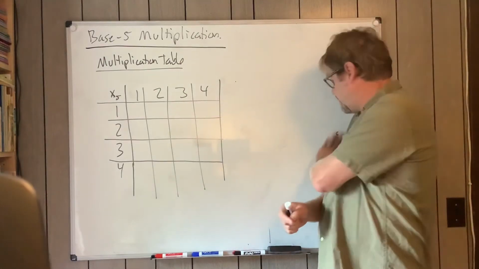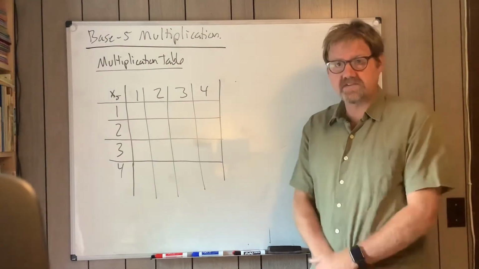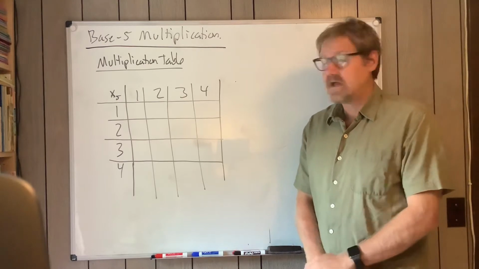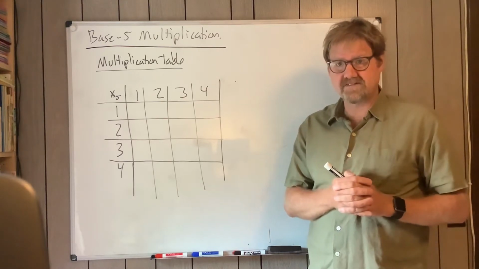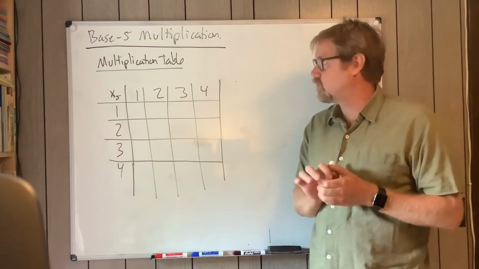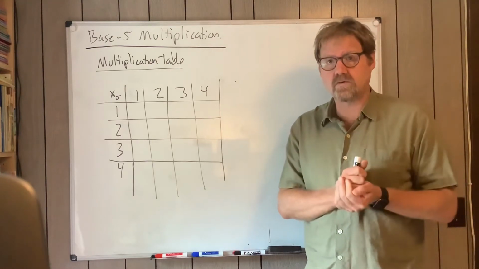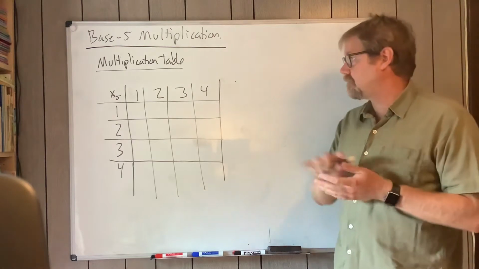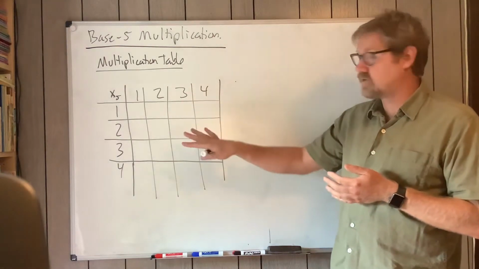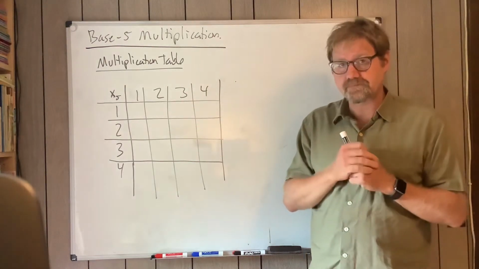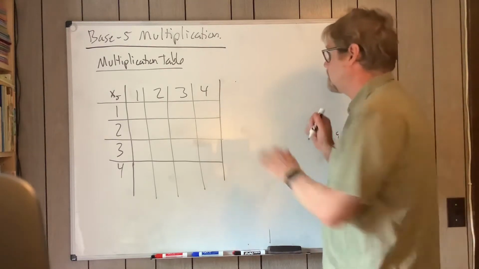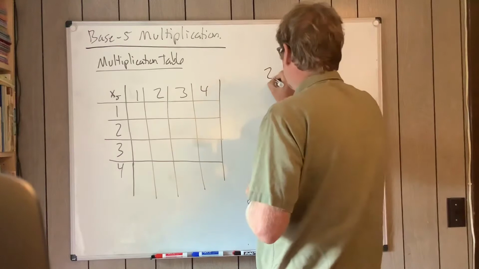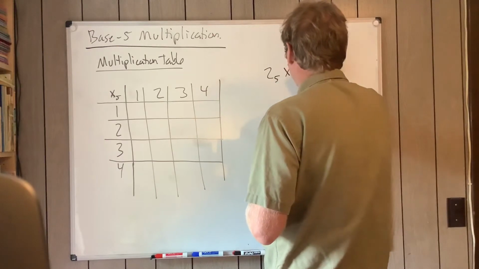All right, so this video is on base 5 multiplication. And this is where maybe it starts to get a little bit weird, but we just need to think about what we're doing. So the first thing I'm going to work on is the multiplication table for this. But before I do that, I want to just say, for example, if I have 2 base 5 times 3 base 5.